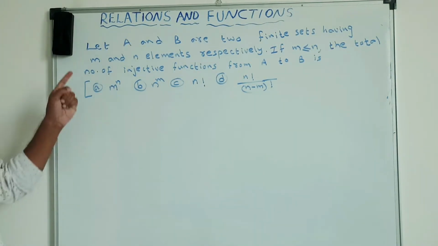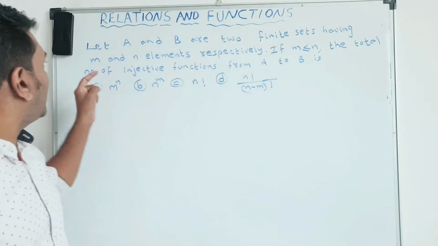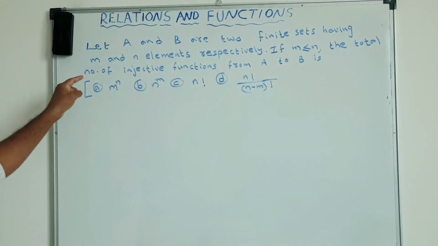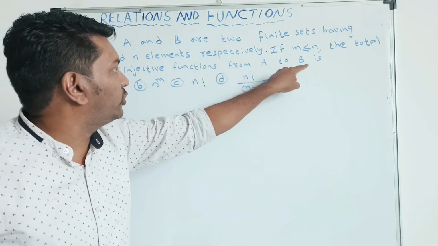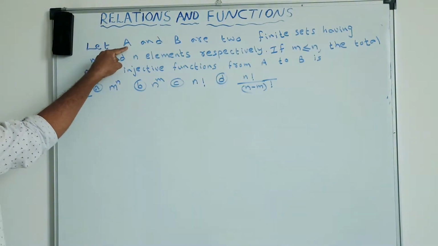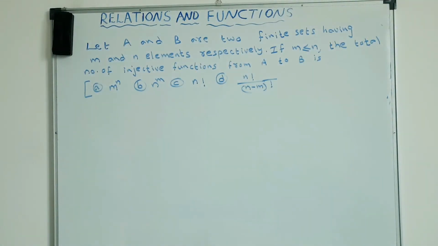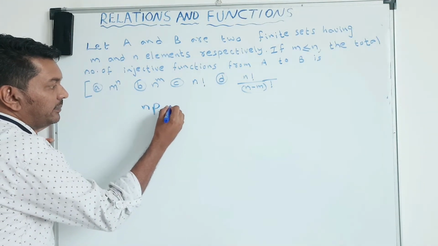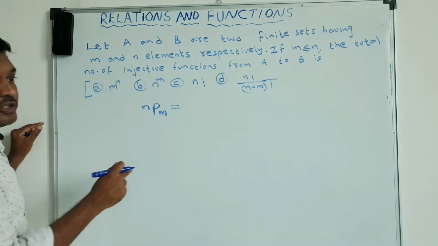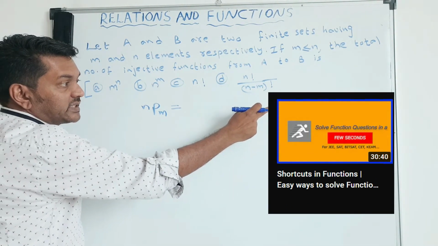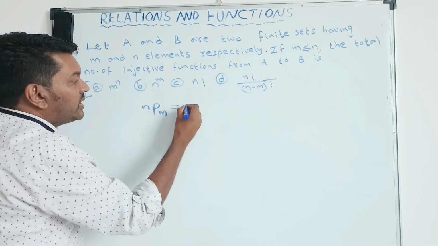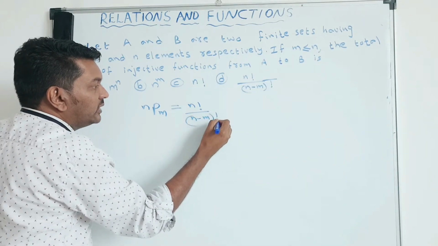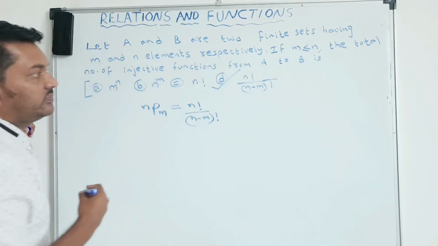Now we will see another MCQ. Let A and B be two finite sets having m and n elements respectively. If m is less than or equal to n, the total number of injective functions from A to B is. It is given that the number of elements in A is less than or equal to the number of elements in B. In that case, the number of injective functions from A to B is nPm. This is already explained in my shortcuts in the Relations and Functions video. nPm equals n factorial by n minus m factorial. So our answer is option D.